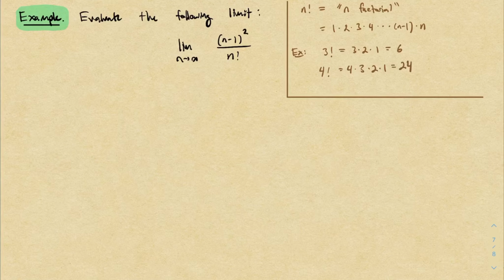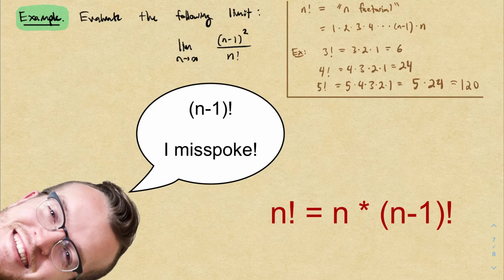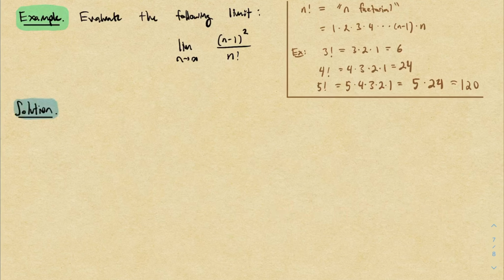Then this one's going to be hard for me. 5 factorial is, well, 5 times 4 times 3 times 2 times 1, which is 5 times 24, which is 120. Now this is an important thing to observe. Notice how I did this last computation. 5 factorial is 5 times 4 factorial. In general, n factorial is n times n minus 1 factorial. This kind of computational trick will come up a lot in this course as well.